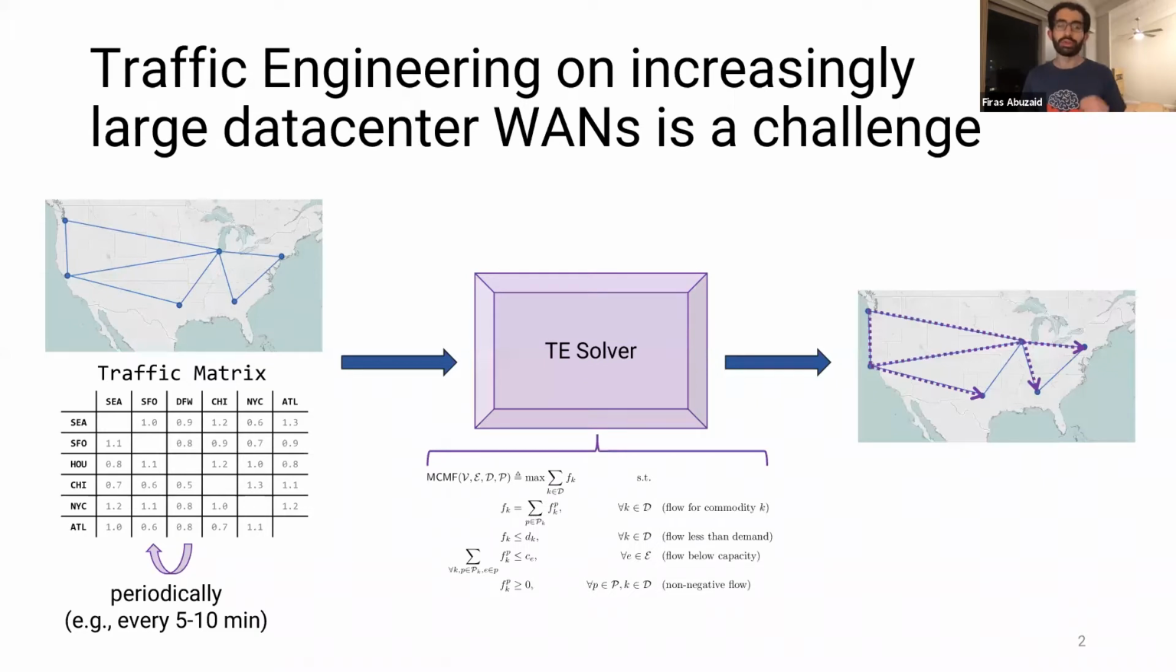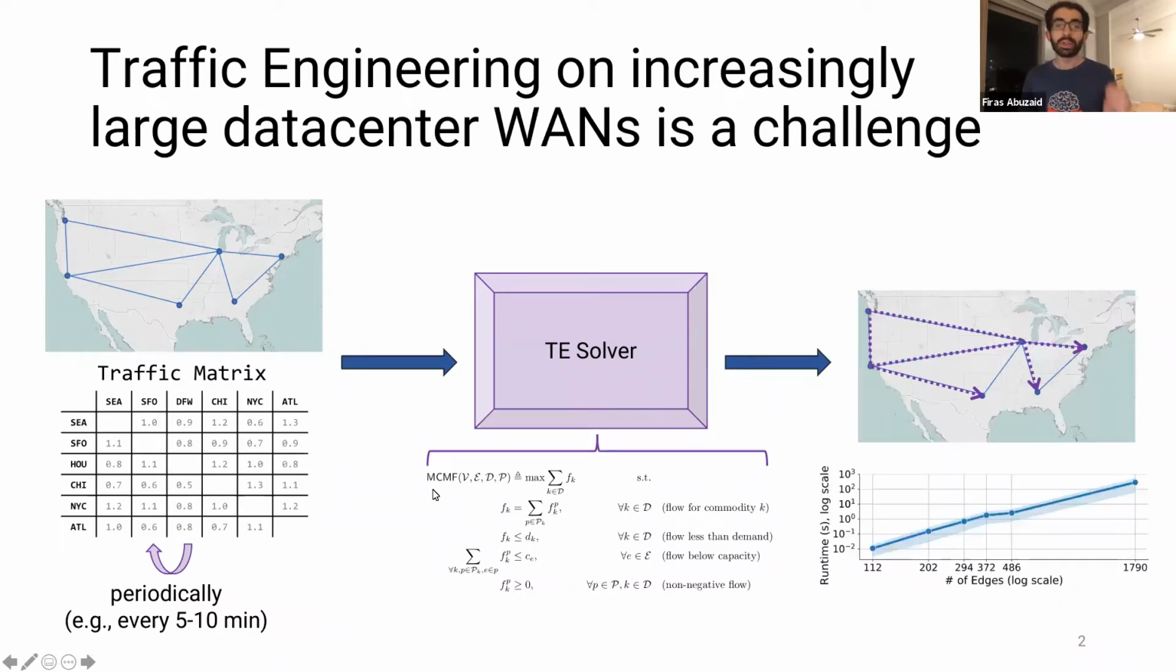Now, the current approach applied today is to compute the flows by optimizing a linear program, shown here. And the runtime to solve this linear program scales quadratically with the network size. Note the log-log scale for the plot in the bottom right-hand corner.